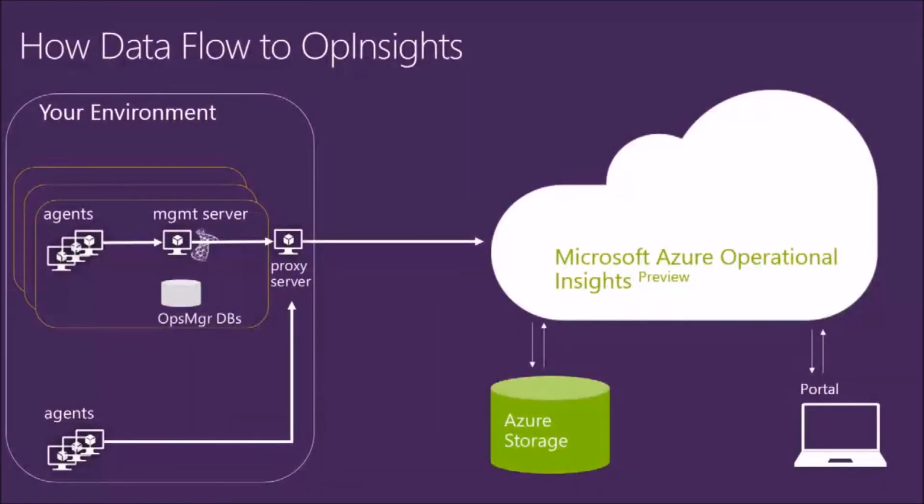And just to give you a basic walkthrough of how data actually flows to Operational Insights. So here's a diagram of the cloud. On your right-hand side is Ops Insights. On the left-hand side is your environment. In that picture, we've got some SCOM deployments, a bunch of agents, and a bunch of management servers. And they can connect to Ops Insights via a proxy server.